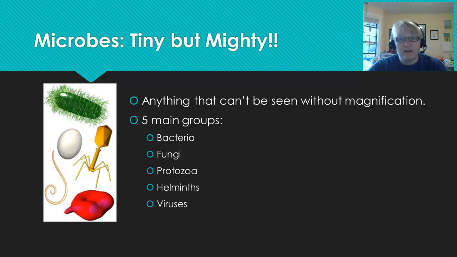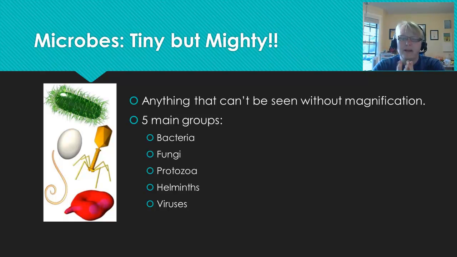So let's get started. As I said, microbiology is of course the study of microbes, and in order to study these we have to know what a microbe is. Basically, anything that can't be seen without magnification is a microbe. Now, some of the worms, the helminths we're going to talk about, can be seen without a microscope when they get really big, but they also exist in cells that are not visible to the naked eye, so that's why they are counted in this group.